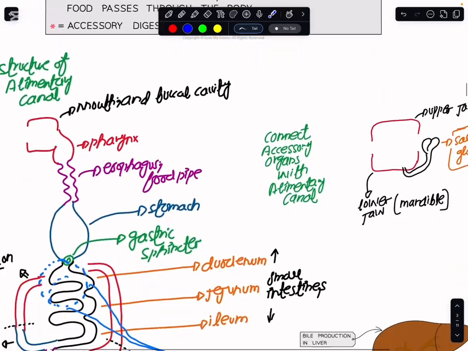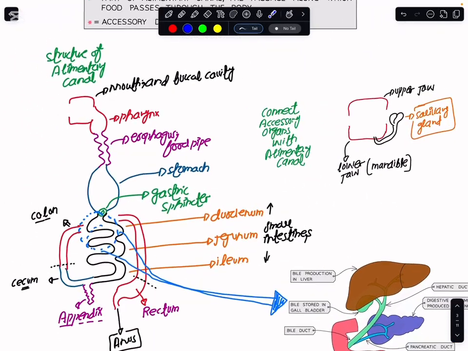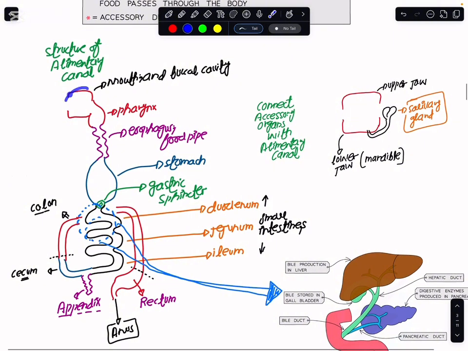Now, here comes my handmade diagram to further clear your concept. If you were to quickly see, this again is the mouth, here comes the pharynx, and this is the esophagus, this is the stomach. And at the point where the stomach is joining with the small intestine, we have a sphincter, and the name of the sphincter is gastric sphincter.